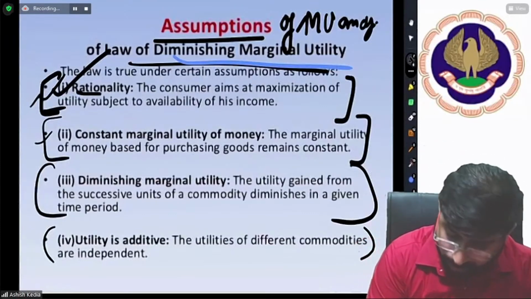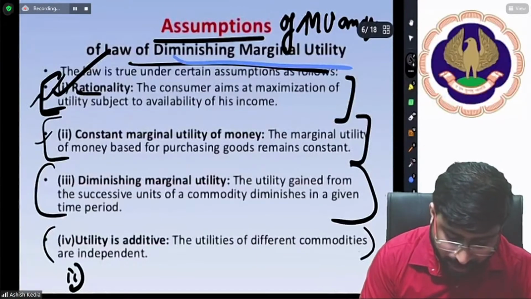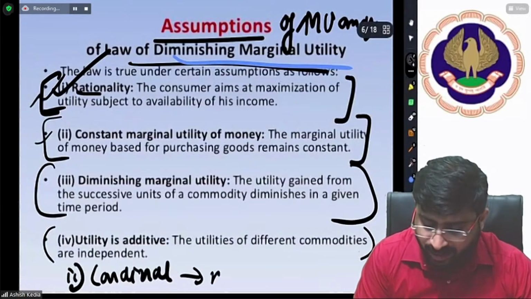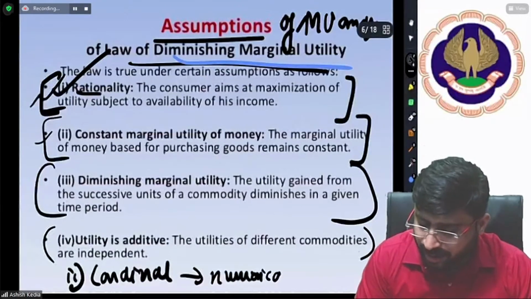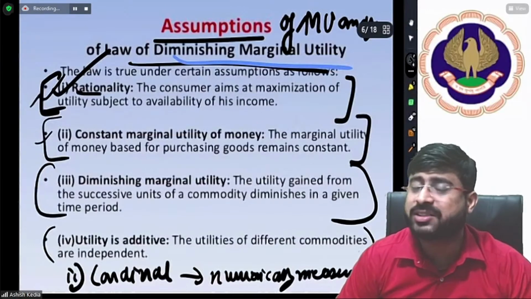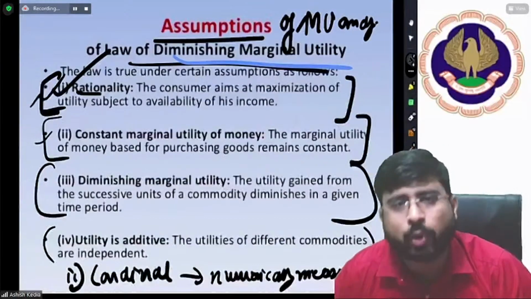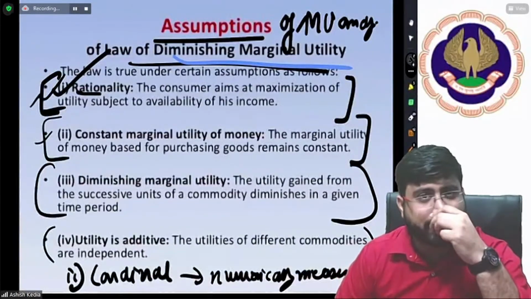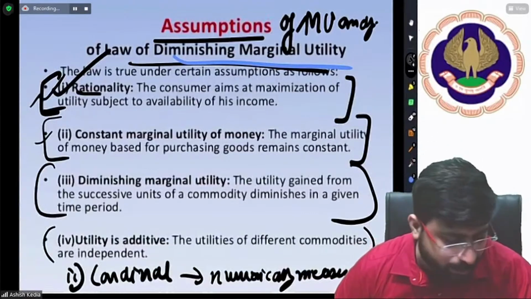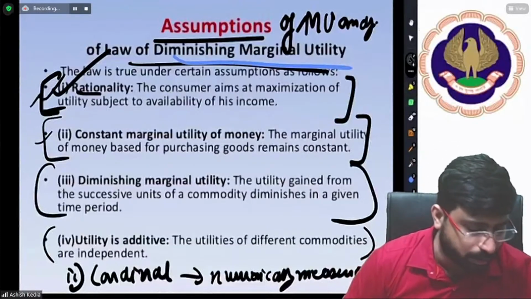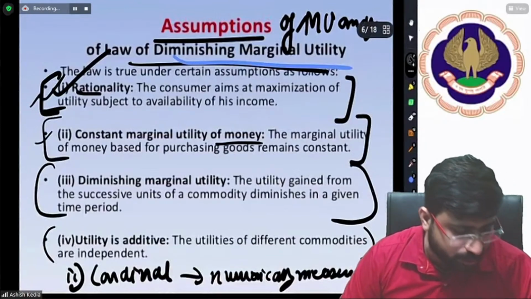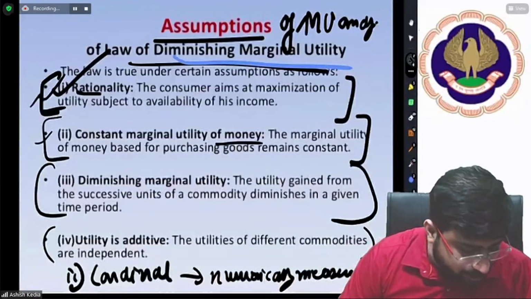Assumption number two: utility is cardinal. Cardinal means it can be numerically measured. How is it that utility can be measured? By what you are ready to pay. So suppose for a water bottle you were ready to pay 50 rupees. Whatever you are ready to pay is the value of utility. So utility can be numerically expressed. That is the cardinal concept. Now we are measuring it in terms of money. What else are the assumptions, sir?